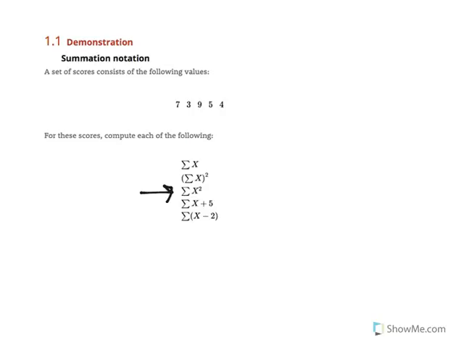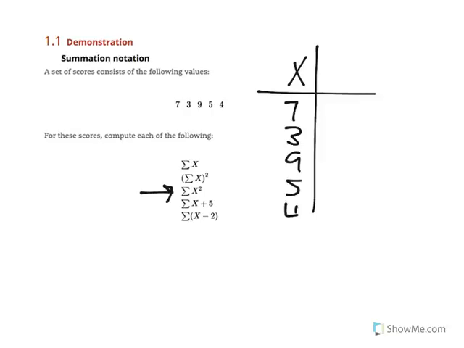Next, we're going to take the sum of x squared, Σx², and note the difference between the one that we just completed and this one. Here, order of operations indicates we must attend to the exponents first before we do the summation. So I'm going to create a little table here to keep things really organized. Our values are 7, 3, 9, 5, and 4. We're not going to take the summation of x first. What we need to do is square all of our x values, and then we'll take the summation of all x values that have been squared.